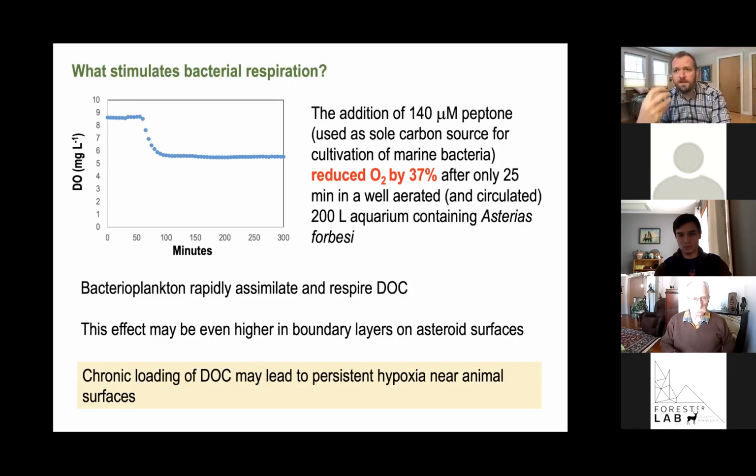And bacteria that live in these coastal marine habitats do have a very quick response to organic matter input, and they are able to draw down oxygen relatively rapidly. So bacterioplankton rapidly assimilate and respire this organic carbon. The effect may be even higher in boundary layers on asteroid surfaces because it's relatively stagnant, and chronic loading of this dissolved organic carbon may lead to persistent hypoxia near their surfaces.